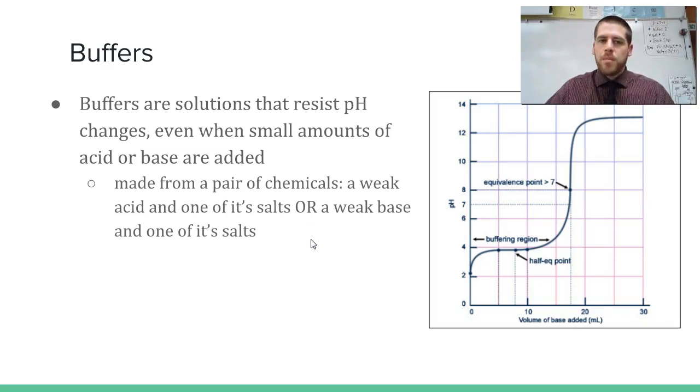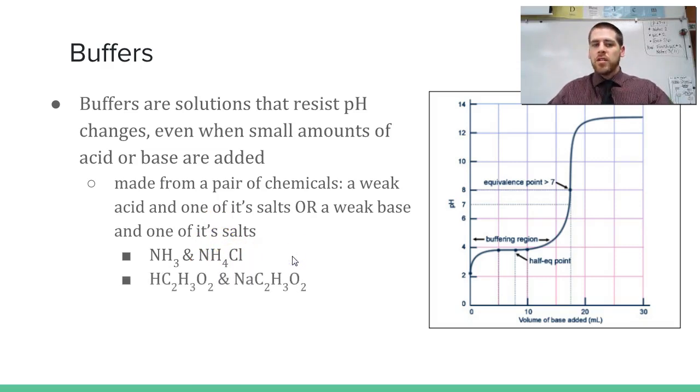Okay, it's made from a pair of chemicals. So you either have to have a weak acid and a salt of its conjugate base, or a weak base and the salt of its conjugate acid. That sounds very obscure, so let's look at a few examples. Ammonia, when it's in solution, would make the ammonium ion. So if we mix ammonia, a weak base, with a salt that contains that conjugate acid, then we would have a buffer solution. Another example would be acetic acid and sodium acetate.